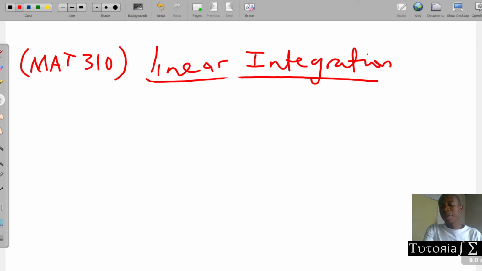In this lesson, we continue with Math 310, which is calculus. Specifically, we'll be looking at line integration, or linear integration. This is different from the Math 410 linear integration, because in Math 410 we have 2 dimensions, and for this one we only have 1 dimension. Basically the idea is the same.